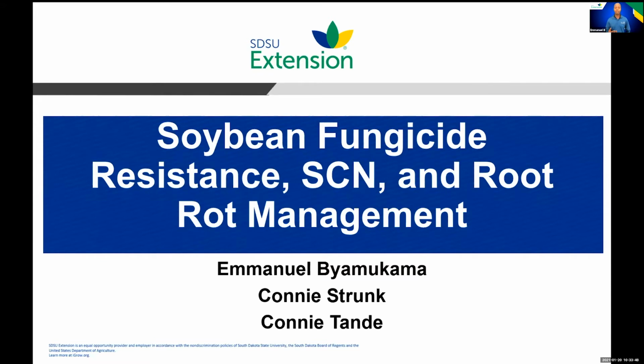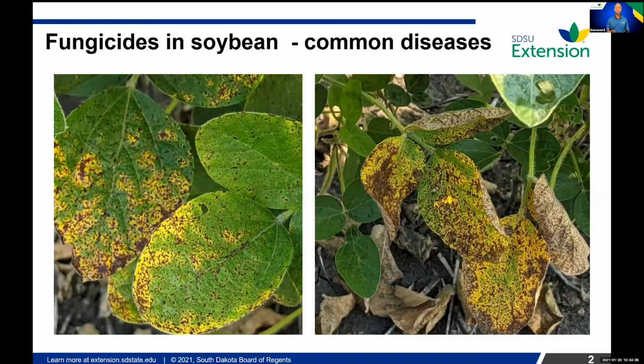So this morning, myself and Connie would like to talk a little bit about fungicide resistance, soybean cyst nematode, and one root disease that is really important in soybeans. And we thought that for us to talk about fungicide resistance, it would be nice to first look at some of the diseases that we use fungicides to manage in soybeans. And one of those is brown spot or septoria leaf spot. As you can see in these pictures, this disease can be pretty bad, especially where you have soybean on soybean. But we also noticed that this disease tends to be more severe in older or lower leaves. That's where you find this disease.